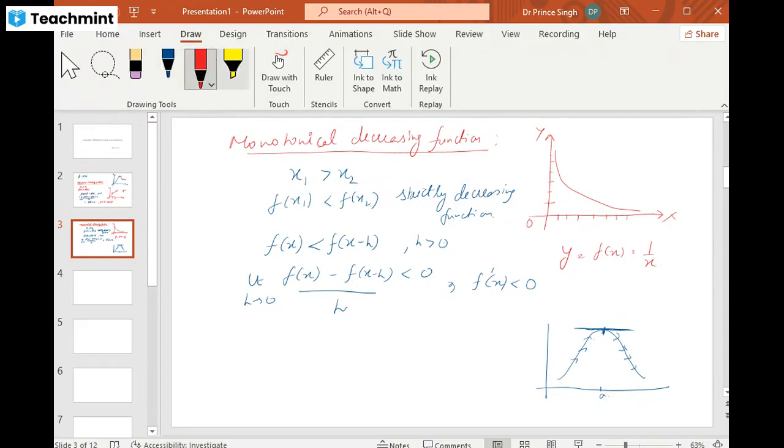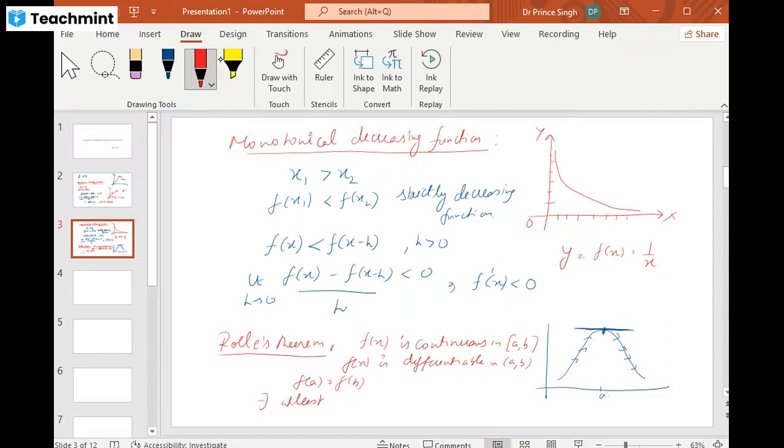Otherwise, if we remember the mean value theorem, Rolle's theorem states that if your function f of x is continuous in the closed interval a b, and your function f of x is differentiable in the open interval a b, and f of a is equal to f of b, then there must exist at least one point c which belongs to this interval where f dash c is equal to 0.